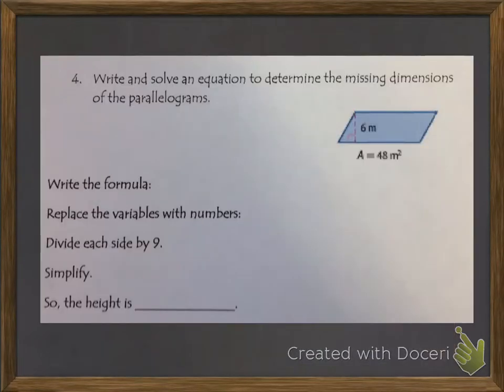So here we have number 4. Number 4, we're doing the same thing. We're going to write and solve an equation, and we're going to find the missing dimensions. So here we have the height. We have the area. Our base is unknown. Okay, so we have our formula of A equals base times height. I would like you to practice replacing the variables. Here it tells you step by step what to do. So just follow your instructions, and we will check this tomorrow with our table groups.